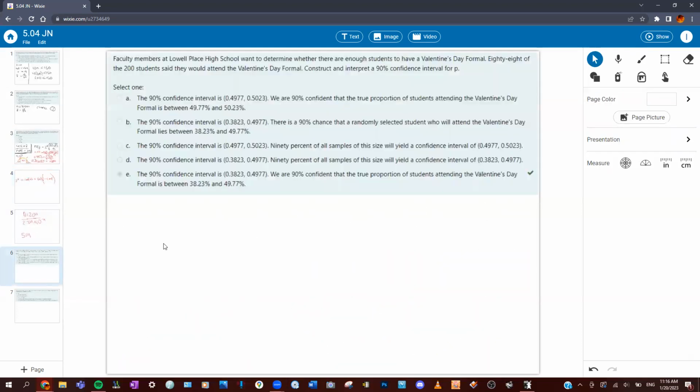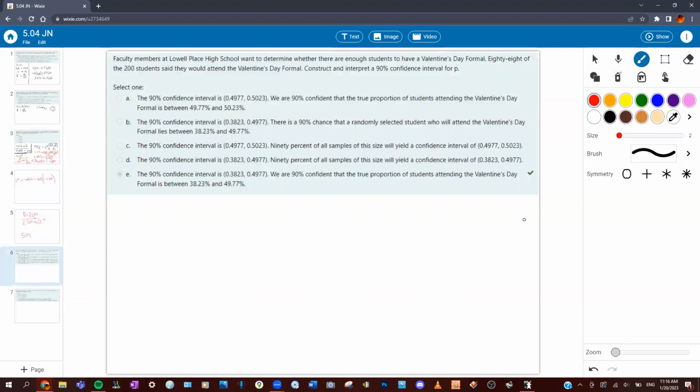All right. Let's move on. Okay, so faculty members at Lowell Place High School want to determine if they have enough students for Valentine's Day. 88 of 200, so hopefully we just know that's 44%. 88 out of 200, if you didn't know, just type it in the calculator. So p hat equals 0.44. And it's basically saying construct and interpret the 90% confidence interval.